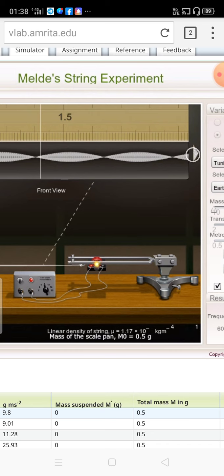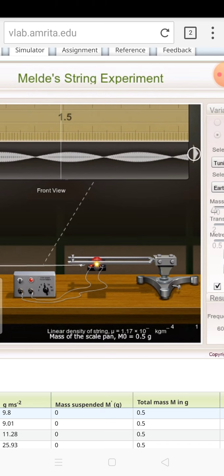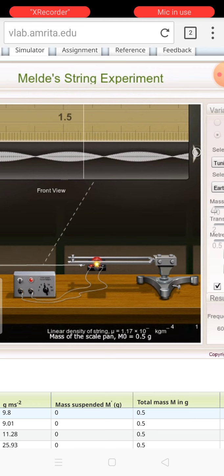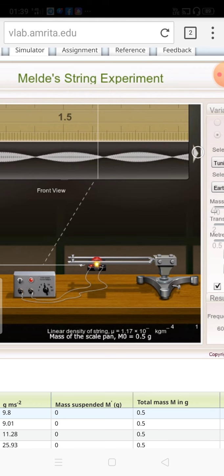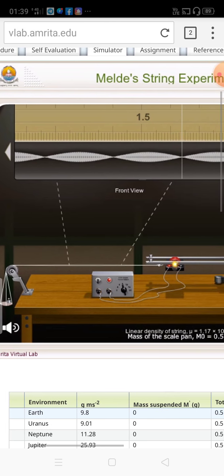It will be moving towards right. It is very simple, but you have to pay full attention, otherwise you can make a mistake. You should jot down all the points written in the procedure. Yes, it is slightly deviated. Again, I give some left turn. Now it is at the middle.